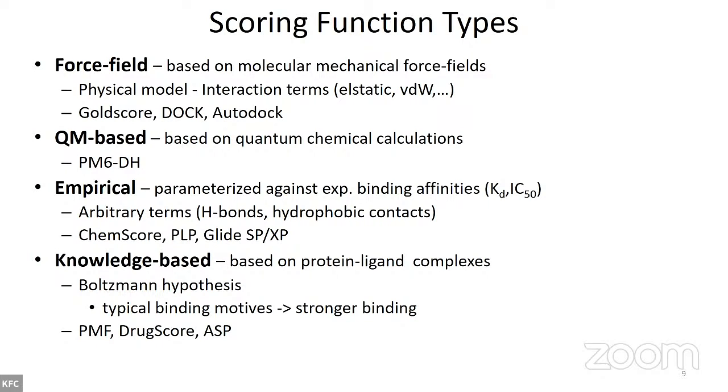Then you can have an empirical one, which is parameterized against experimental binding affinities, so KDs and IC50s. And it can contain arbitrary chemical terms like the number of hydrogen bond donors, hydrogen bond acceptors, hydrophobic contacts, metal ion interactions, and so on. And these ones are quite successful, but only for similar compounds. If you use them on something else they were not trained on, they usually fail.